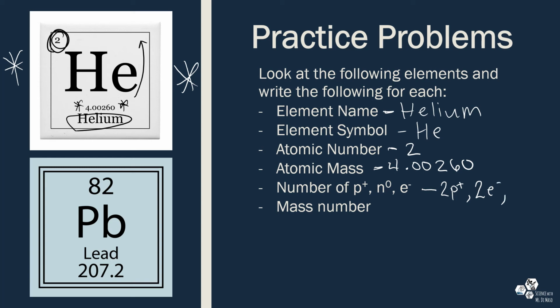But what about my neutrons here? Well, my atomic mass is essentially 4. If we round that number, it's going to be 4. So if I take my atomic mass, and I take my number of protons, I can find out my number of neutrons, which in this case is also 2. So we have 2 protons, 2 neutrons, and 2 electrons. So now our mass number, adding those up, 2 and 2, is just 4.